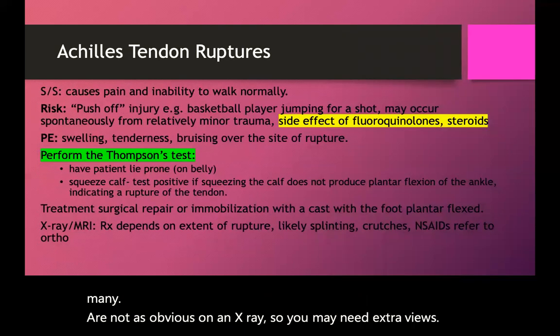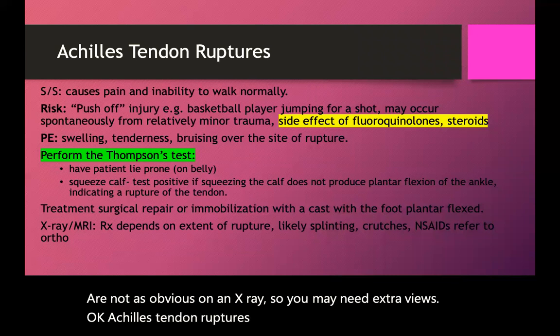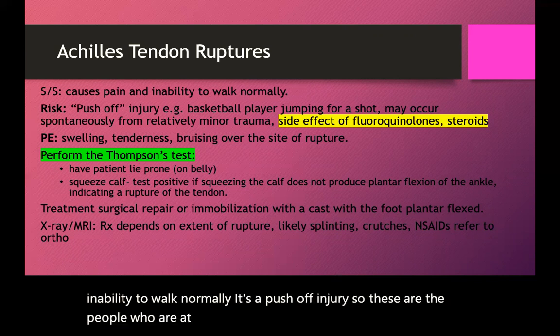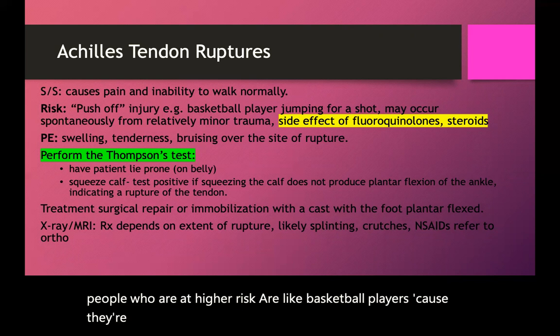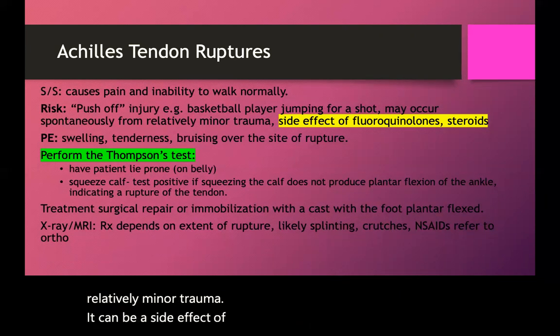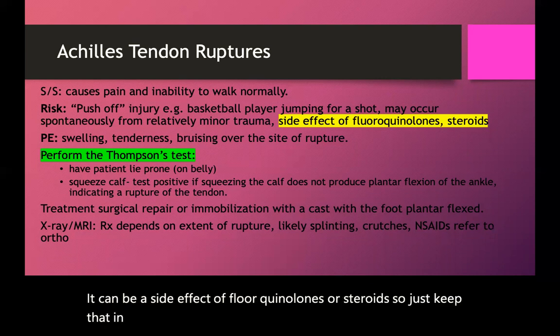Okay, Achilles tendon ruptures. Very painful, and it causes an inability to walk normally. It's a push-off injury, so these are the people who are at higher risk, like basketball players jumping for a shot. Usually it occurs spontaneously from relatively minor trauma. It can be a side effect of fluoroquinolones or steroids, so just keep that in mind.